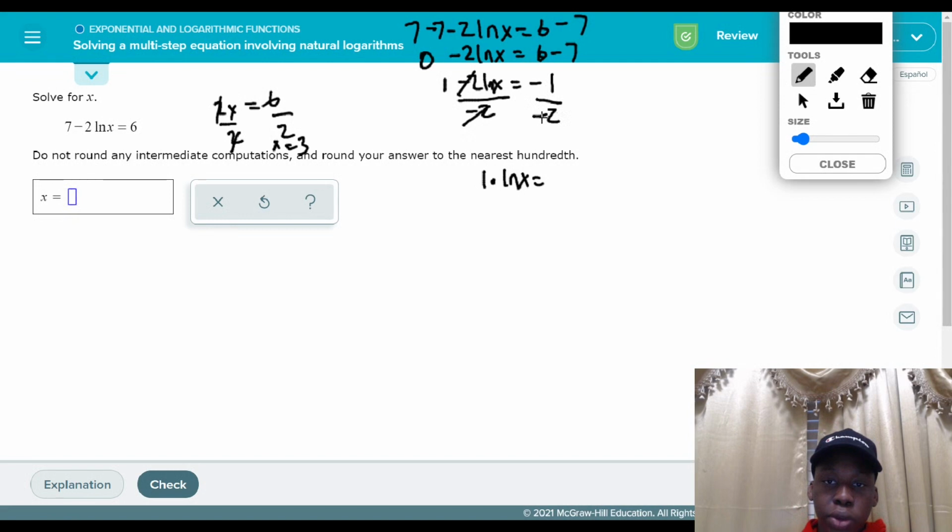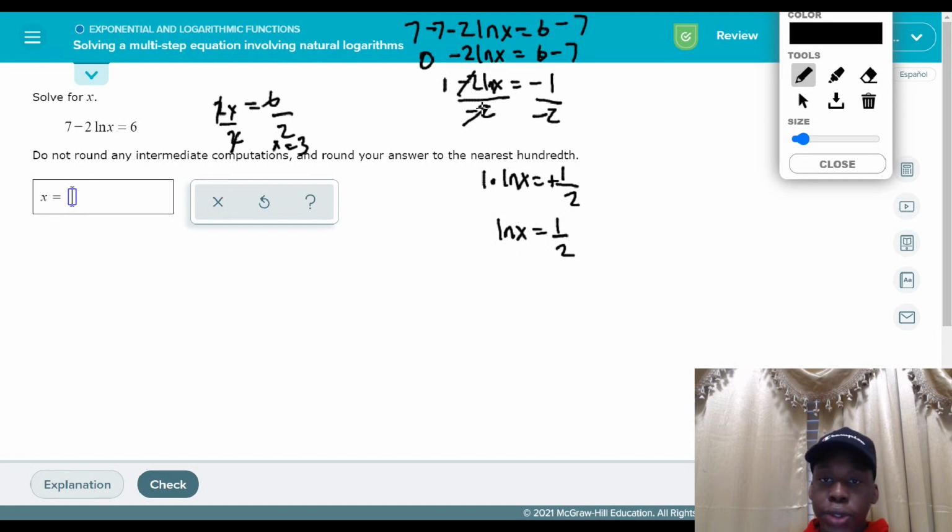Okay, so when these two divide each other, that turns into 1 over 2, so plus 1 over 2 for both of them, right? So for now we're done. So this is ln x equals 1 over 2. Okay, so now we're going to have to remove the ln in this case also.